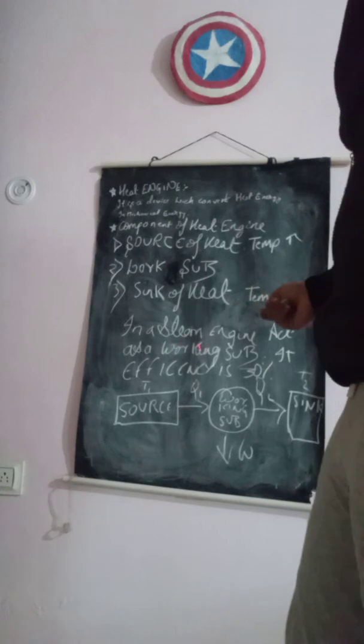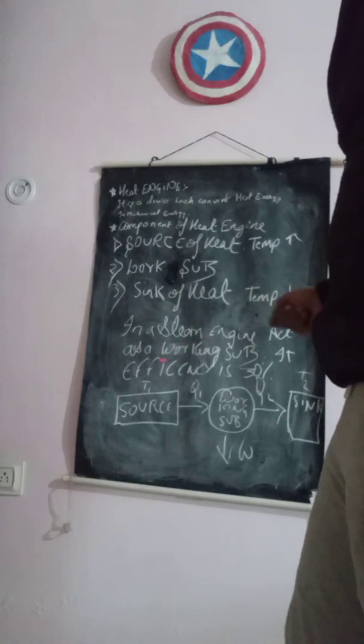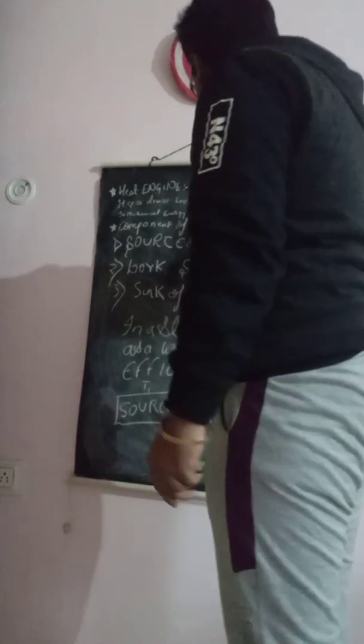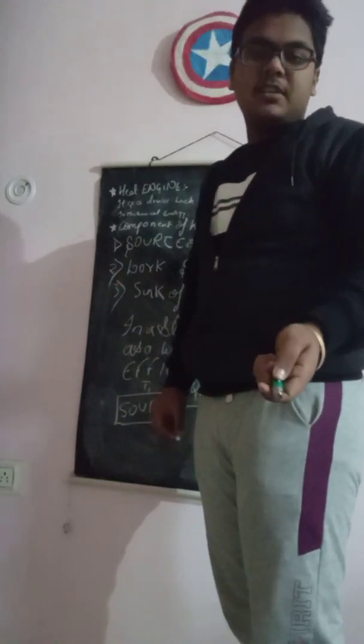In a heat engine, the working substance acts as the medium. Its efficiency is 30% to 40%. Remember, there is no heat engine, no vehicle, which has an efficiency of 100%. Even petroleum cars have an efficiency of 30 to 45%. Now I am going directly towards the Carnot engine.